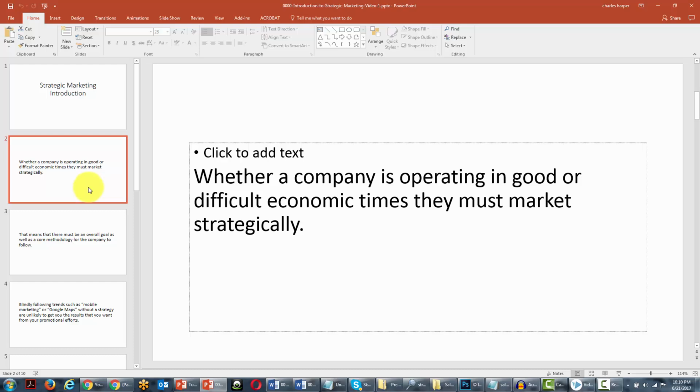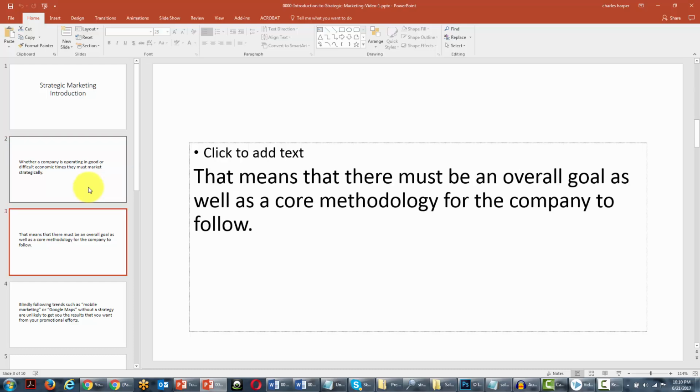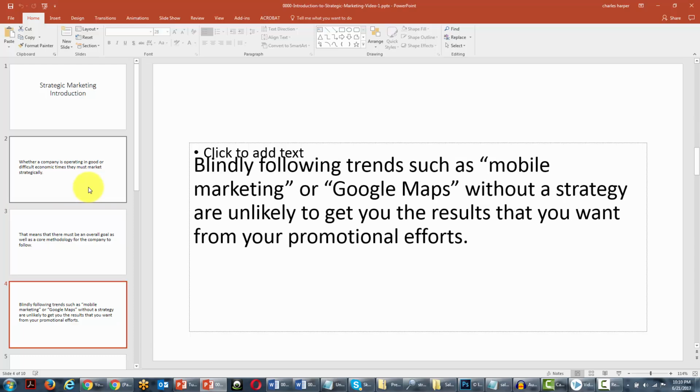So we'll design a scene for this slide. Then we'll design a scene for this slide that starts with "that means." Then we'll design a scene for this slide that starts with "blindly following trends." And then we'll do that for the entire video. So let's take a look at our video software.